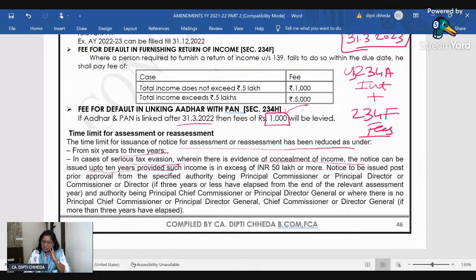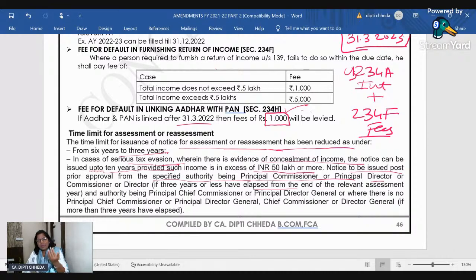If the undisclosed income exceeds 50 lakhs or more, and notice is to be issued post prior approval from specified authority, being principal commissioner, director. If 3 years are over, you want to go 10 years back. Now, books of accounts are only maintained for the last 7 years. Still, you can go back 10 years and you can ask them to file the return. But otherwise, normal assessment and reassessment cases, time limit is reduced from 6 to 3 years.